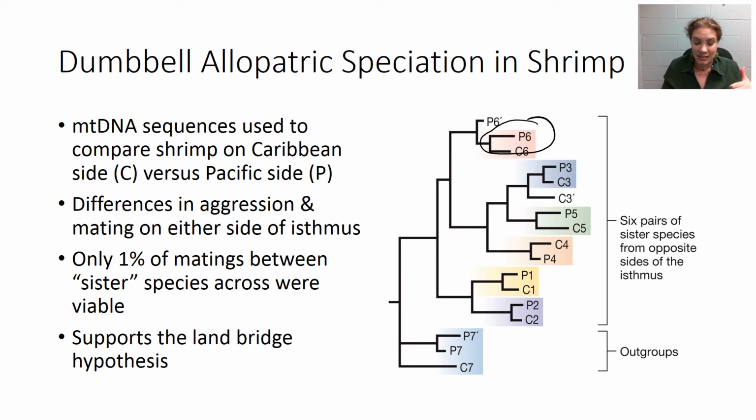So that suggests that they became separate species because of that land bridge. And in fact, we've got the 6s, the 3s, the 5s, the 4s, the 1s, the 2s, and the 7s different sister groups here. And they actually observed behavioral differences. So the Pacific shrimp and the Caribbean shrimp, one group was actually more aggressive than the other, and there were differences in mating behaviors as well. I don't remember which ones were more aggressive.